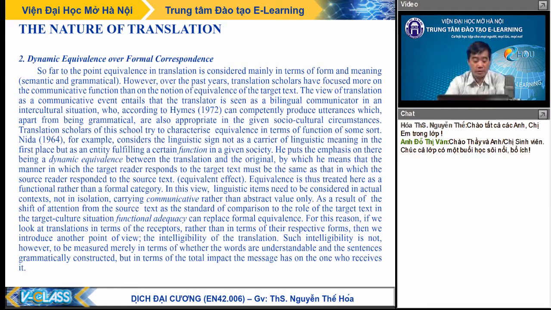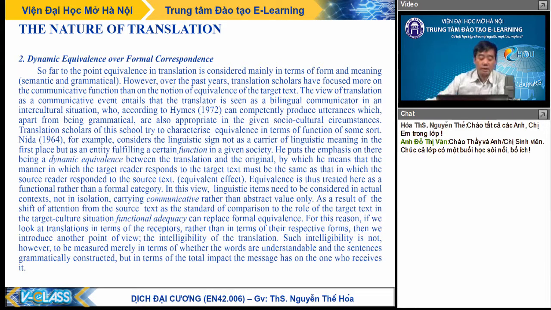And in the next part, we learn something about dynamic equivalence, yeah, formal correspondence. So, what is dynamic equivalence? Dynamic equivalence means that we can try to find out the equivalent. Dynamic here means changeable. We may have several kinds of equivalence as long as the translation contains the right message of the writer.